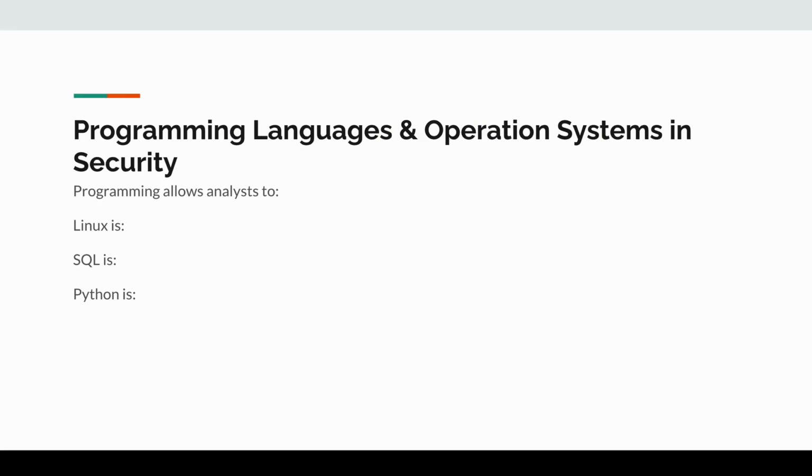And then it talked about the Linux operating system. Linux is open source, publicly available, widely used in servers and security environments, and primarily command-line based. So Linux is not a programming language. Okay, it's an operating system. Why do analysts use it? It allows analysts to run text-based commands, examine system and network logs, and investigate issues directly on servers.